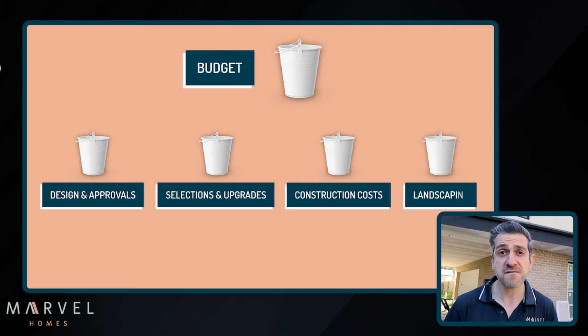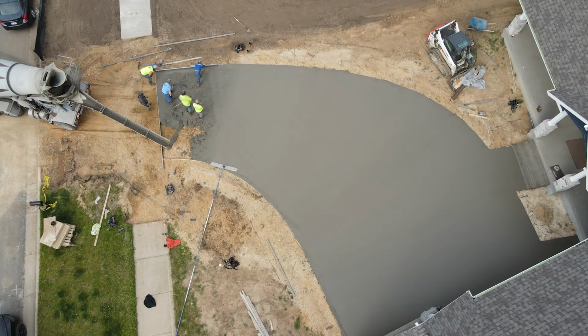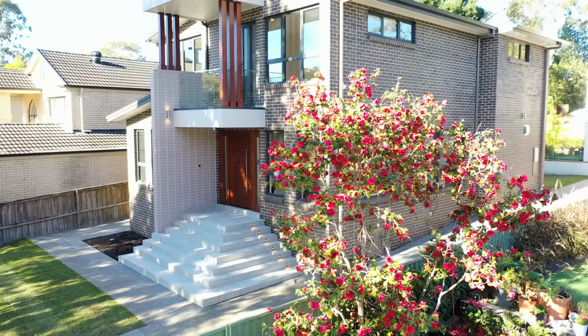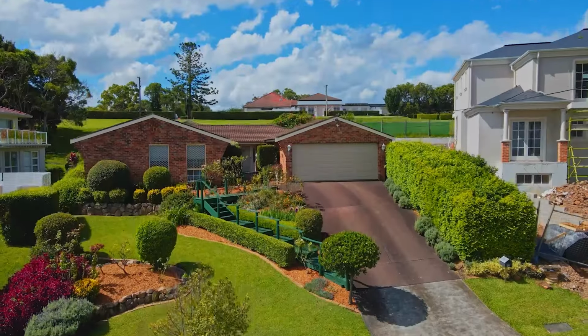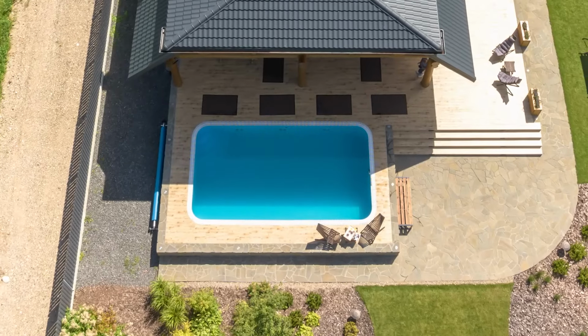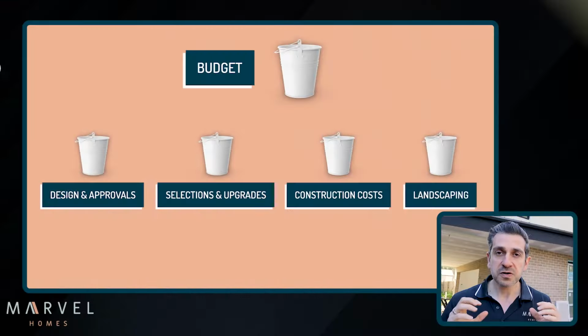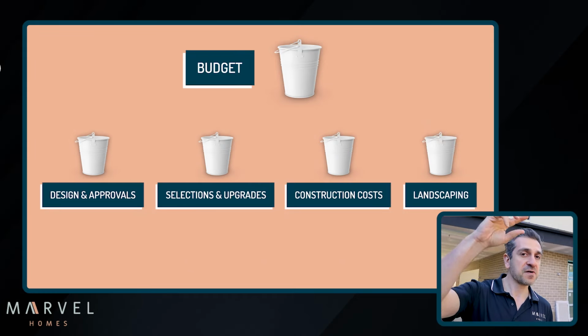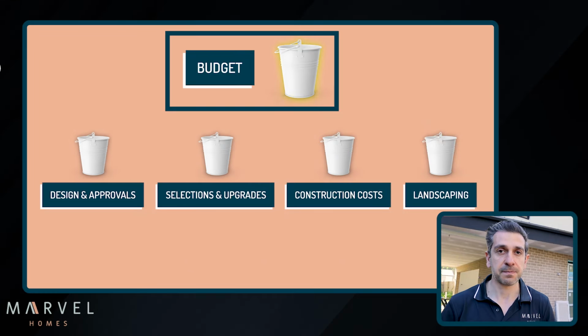Bucket number 5 is landscaping. Landscaping is everything to do with driveways, grass, boundary fences, front fence, mailbox, and swimming pools. Now, with each of those buckets, they get fed from the first top bucket, which is your budget bucket.